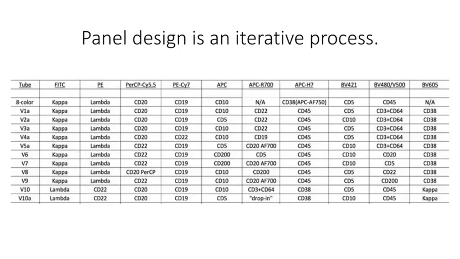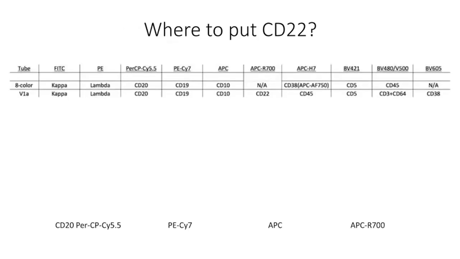But again, here is our predicate tube, the 8-color tube, and then these are various versions that we've tried over the course of the last 1.5 to 2 years. I'm not going to walk you through every single version that we went through, but we will hit the high points and see where we hit some stumbling blocks and then adjusted. Next slide.